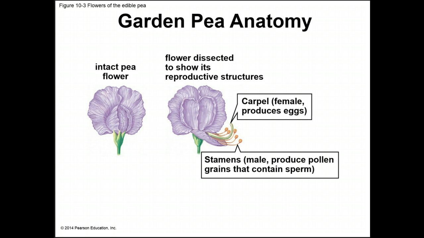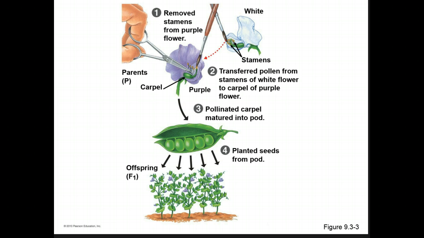Because of their structure, pea flowers naturally self-fertilize. Pollen from the stamen of a plant transfers to the carpel of the same plant, where the sperm fertilizes the plant's eggs. Mendel was able to mate two different plants by hand. The female parts were dusted with pollen from other selected plants.